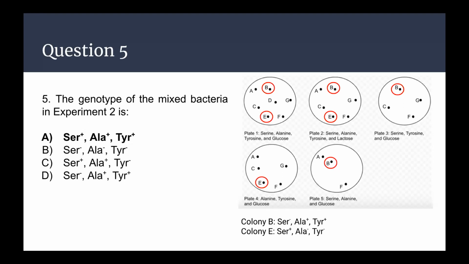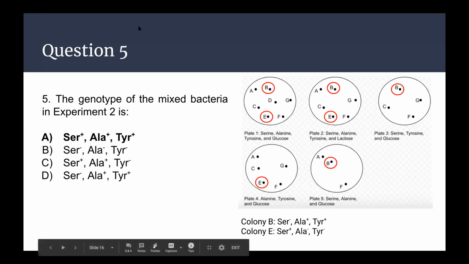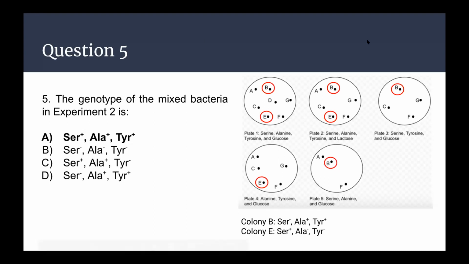And when these two colonies undergo conjugation, the resultant or mixed bacteria will have a combination of their traits. Because colony B can make alanine and tyrosine and colony E can make serine, the mixed genotype will be serine plus, alanine plus, and tyrosine plus. Does that make sense? Yes, it does. Okay, was anyone confused about this question? But yeah, this is what I mean by writing these shorthand notes helps you understand the question better.